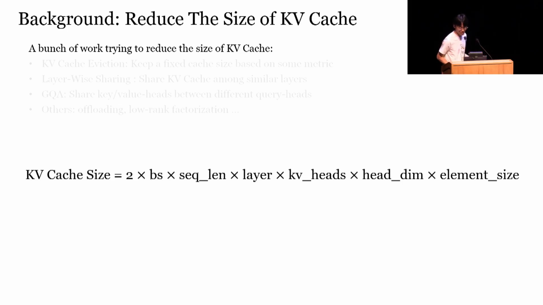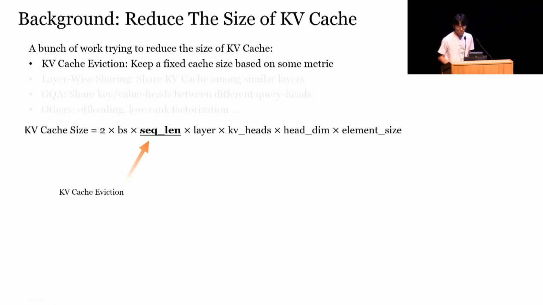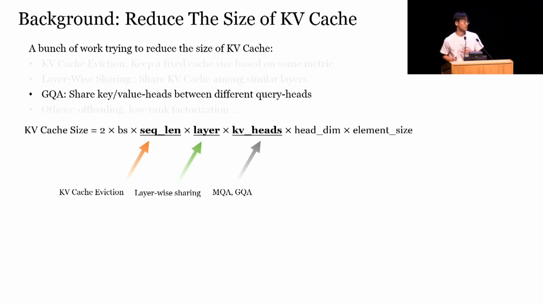Reviewing the formula of KV cache size calculation, there have been a series of works trying to reduce the memory footprint from various aspects. KV cache eviction only retains KV caches of a fixed length and discards the rest according to some policies. Layer-wise sharing will share KV cache of similar layers. And multi-query attention and group-query attention share multiple query heads to the same KV heads, reducing the number of KV heads so as to reduce the KV cache size.